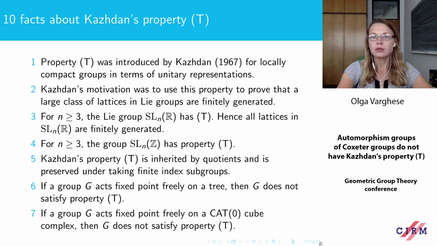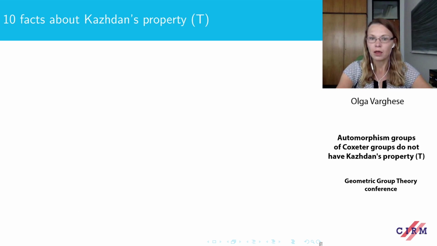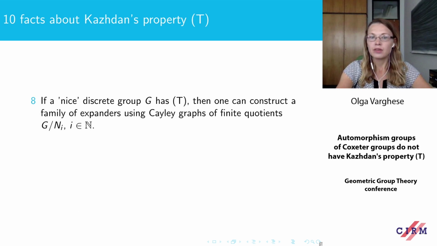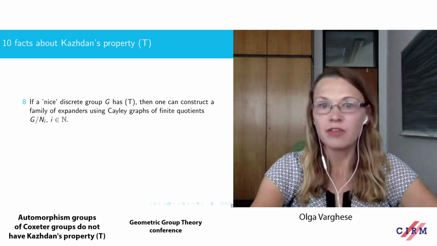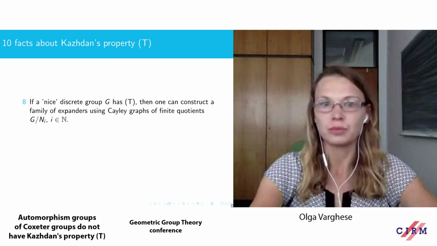We are mostly interested in discrete groups with property T, and we have the following motivation to search for a discrete T group. If a nice discrete group G has T, then one can construct a family of really nice graphs, a family of expanders, using Cayley graphs of finite quotients. I like groups and graphs and other geometric objects, and I like to construct nice geometric objects using groups. And this fact is enough motivation for me to search for T groups.